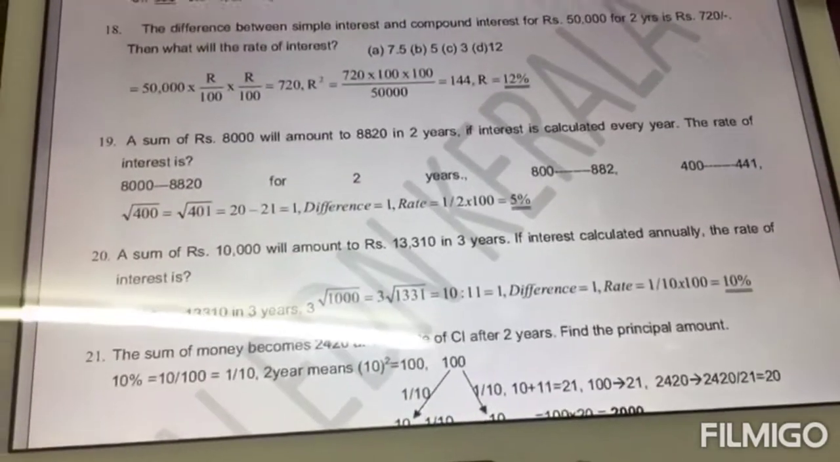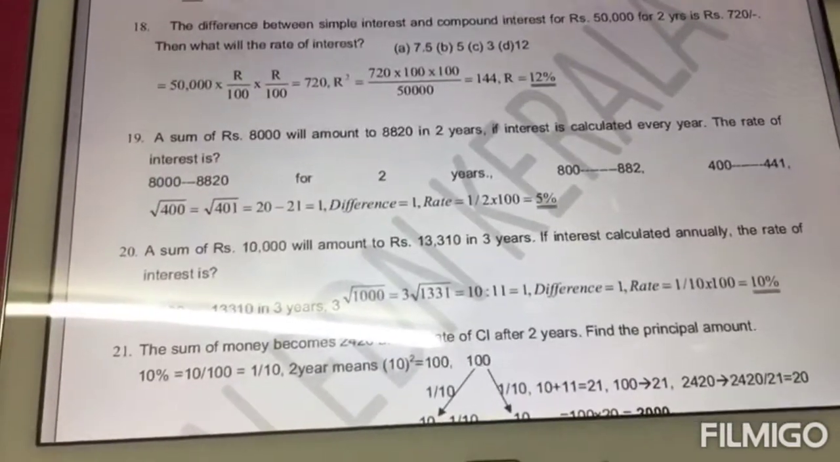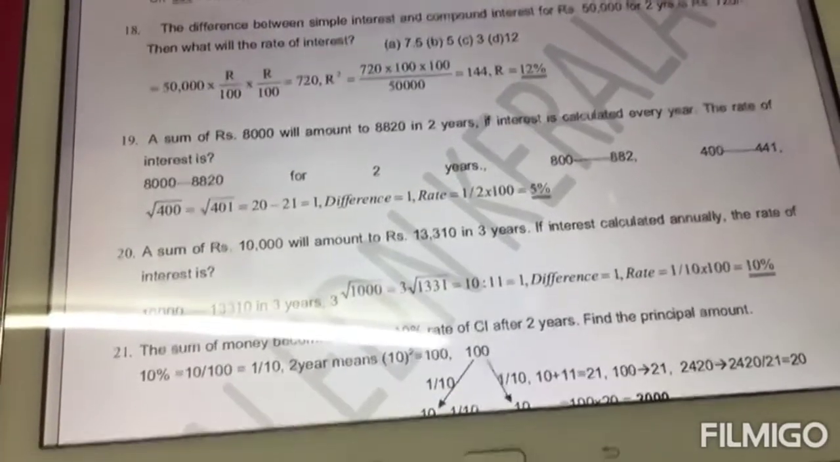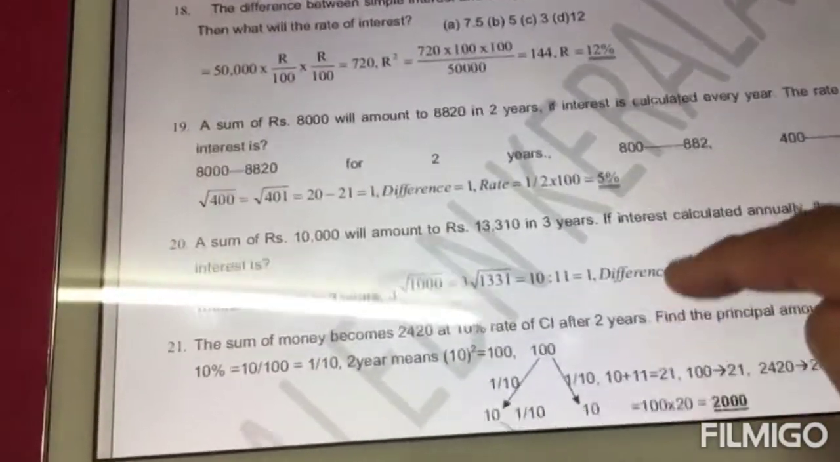So we're going to continue our lecture on simple and compound interest. Today will be the last part of the lecture. I hope you've been following the lectures and practicing. So without further ado, let's get started.